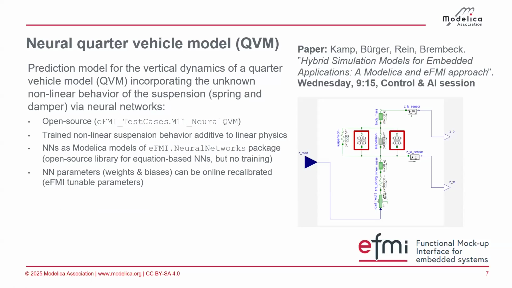Yeah, the neural network parameters, the weights and biases, can be recalibrated online. So they can become eFMI tunable parameters, and then you can tune at runtime. You don't want to potentially do the training online on such a small embedded device. That's too expensive. But maybe you can upload some parameters from your device from time to time, and then somebody can offline retrain the nets, and at some point you recalibrate your controller, and then you get the new behavior.